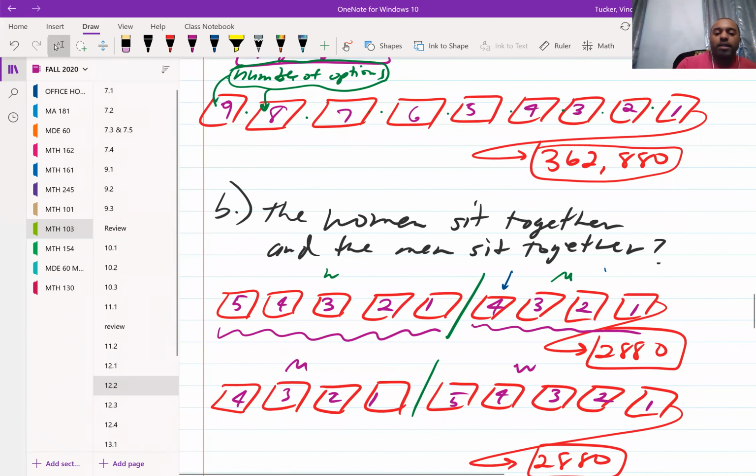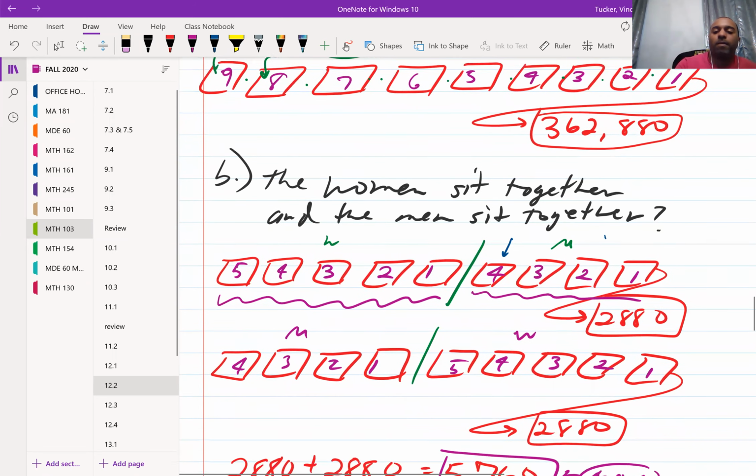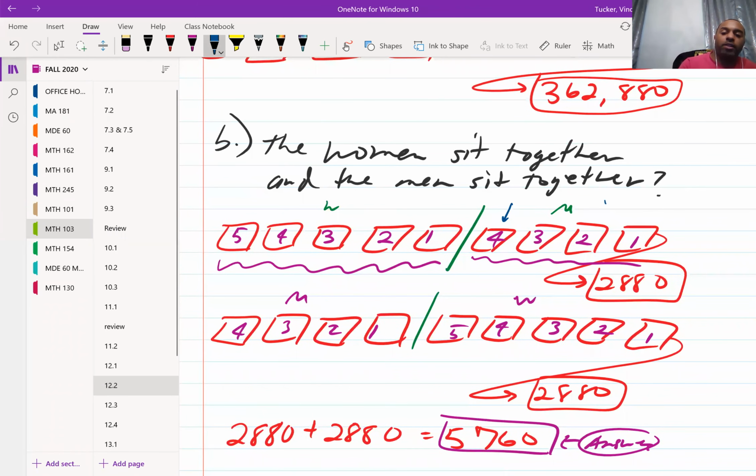So then we have to explore the idea that the men sit first, then the women. It's the same numbers, it's just that the first 4 seats are men, and then the next 5 seats are the women. But notice it's still 4, 3, 2, 1, and 5, 4, 3, 2, 1 for the women. Multiply those together, you're still going to get 2880. And then to finish it off, we add the 2880 plus the 2880, and that gives us 5760. That's our final answer. So it's 5,760 ways that you could sit the women together and the men together without any interruption.